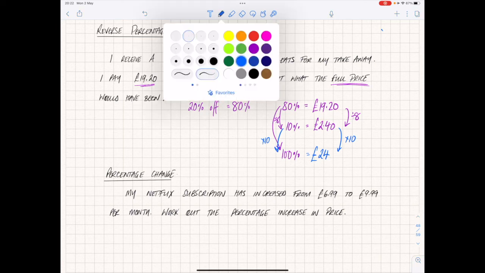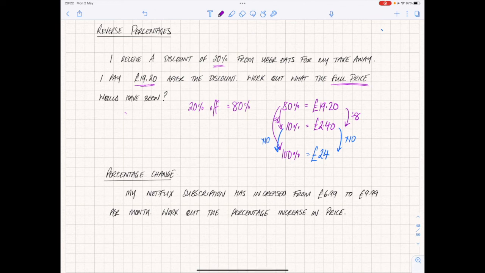The other way you could do it is you could actually say if 80% is £19.20, okay, and then you could get that to 1% by dividing by 80. You would divide this by 80, and then to go from 1% to 100%, you times your answer by 100. So this would end up being 0.24, times that by 100, and you'd end up with £24. Okay, so there's two different ways you could do that.